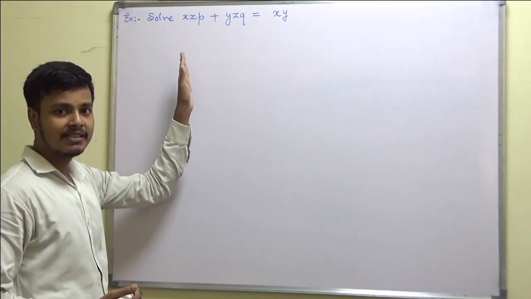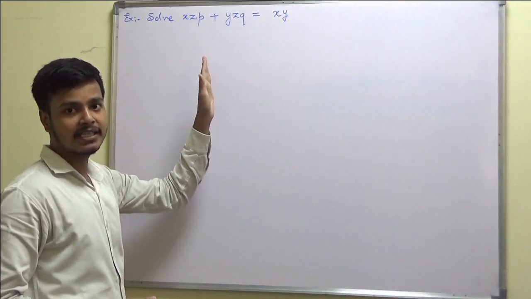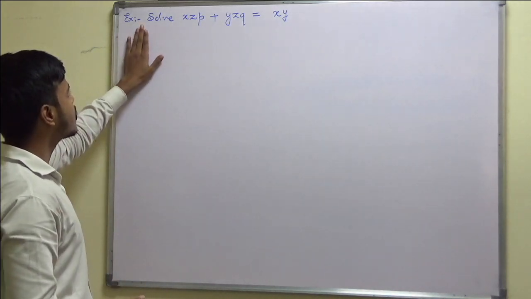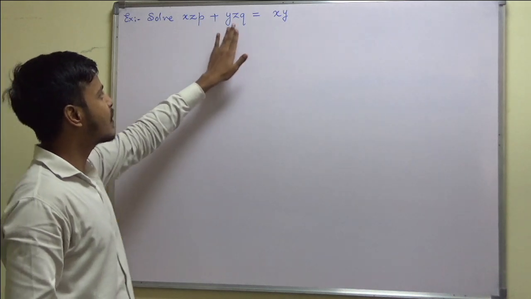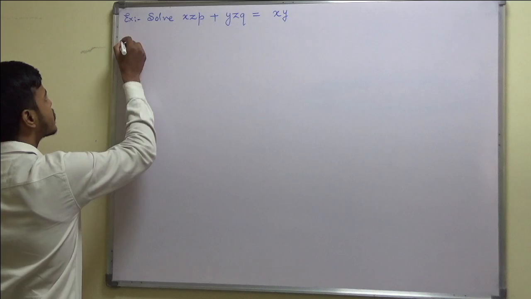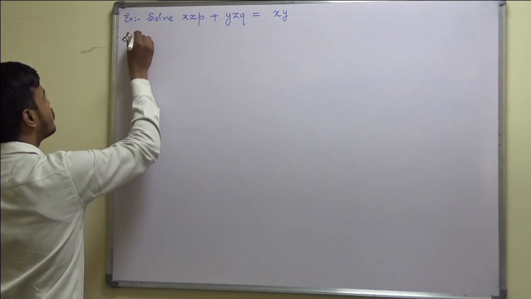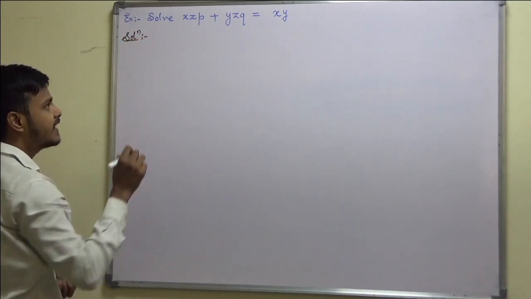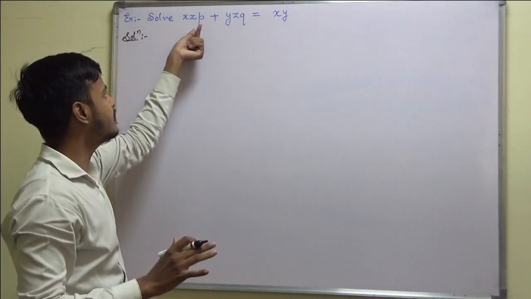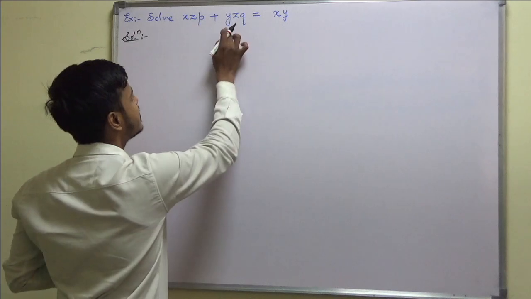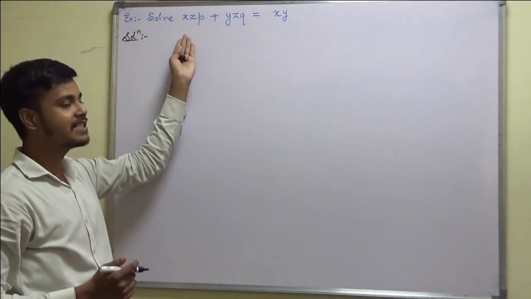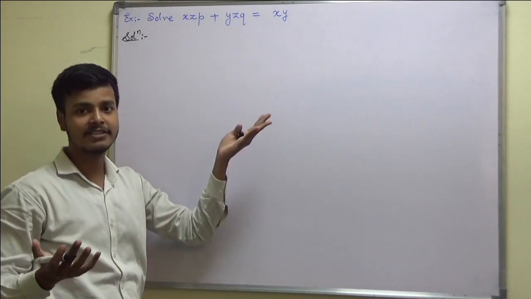So as I said, in this learning video I will be taking a problem on method 1. Okay, so this problem says solve xzp plus yzq is equal to xy. Do you remember what was the working rule? The very first step says write down the given equation in the form Pp plus Qq is equal to R. And as you can see, the problem itself is in the form.